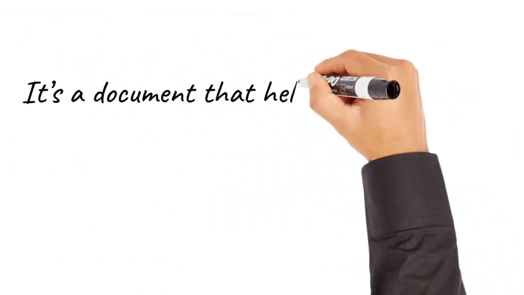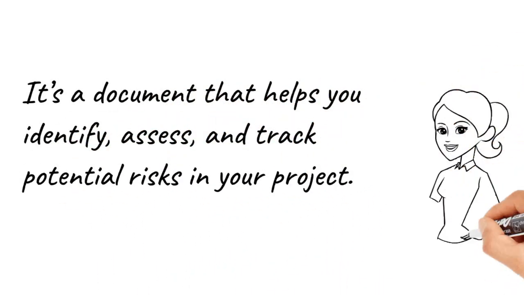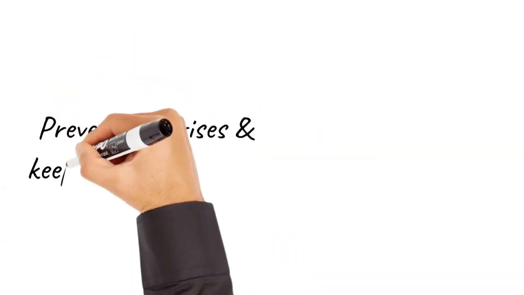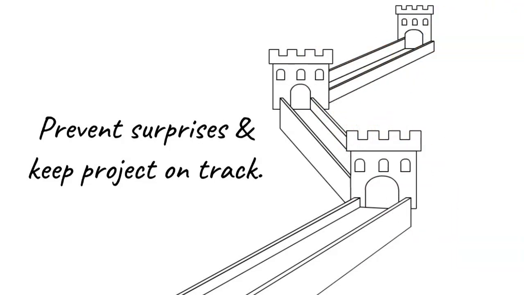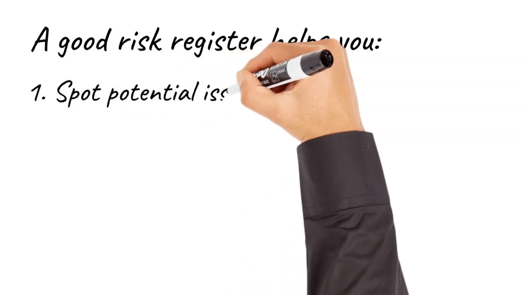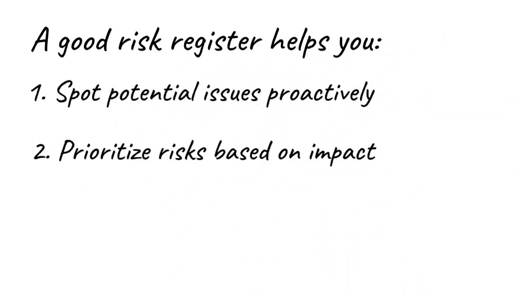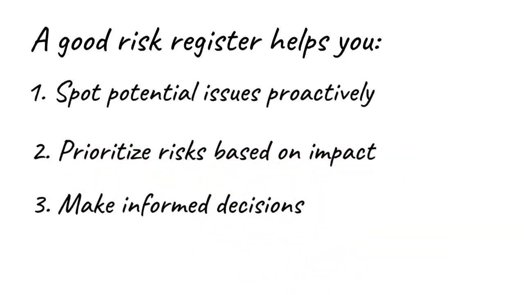Simply put, it's a document that helps you identify, assess, and track potential risks in your project. Think of it as a roadmap to prevent surprises and keep your project on track. A good risk register helps you: 1. Spot potential issues before they become problems. 2. Prioritize risks based on their impact. 3. Make informed decisions to keep projects on time and budget.